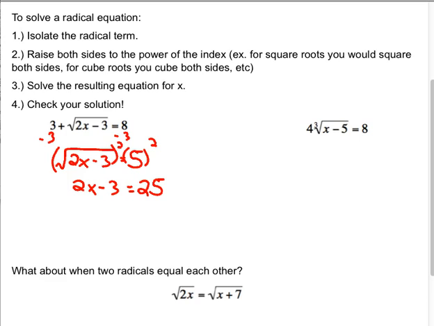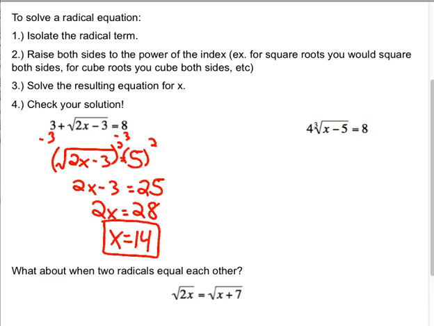Now I'm just going to solve it for x. So I'm going to add the 3 over and divide by 2. Just like that. And that, of course, like I pointed out, is always a good idea: you can go back and check that this actually worked.